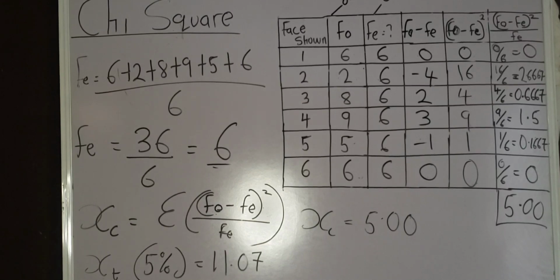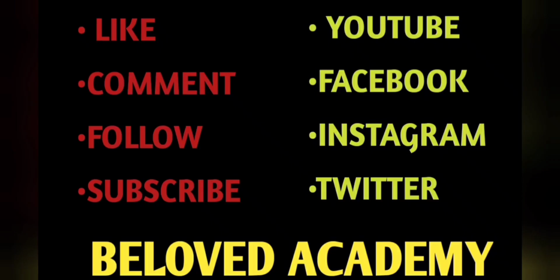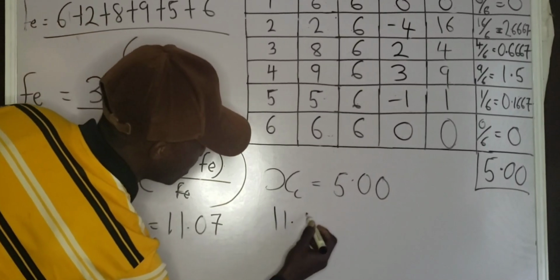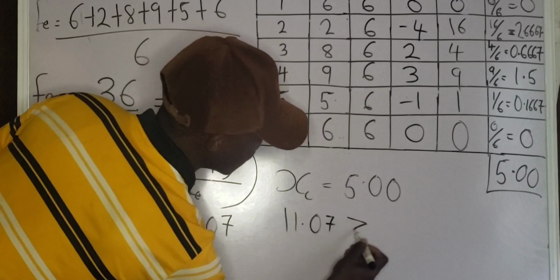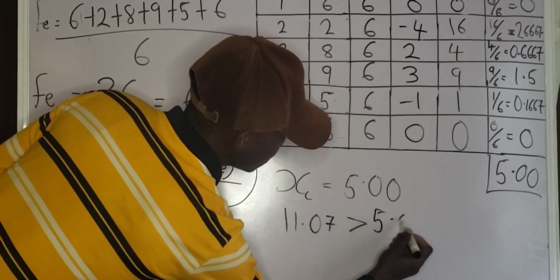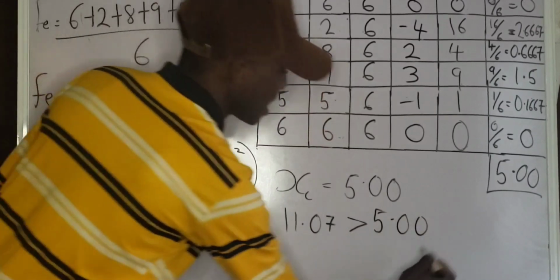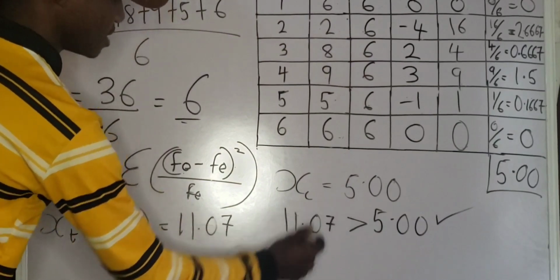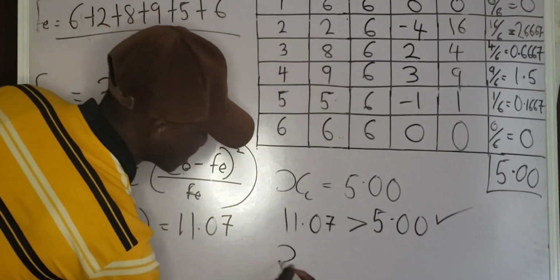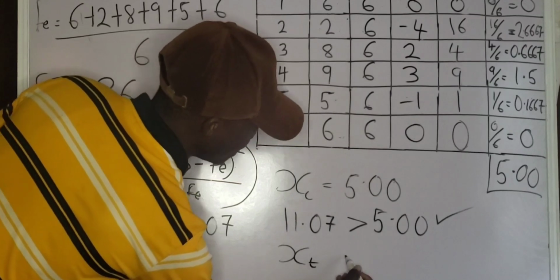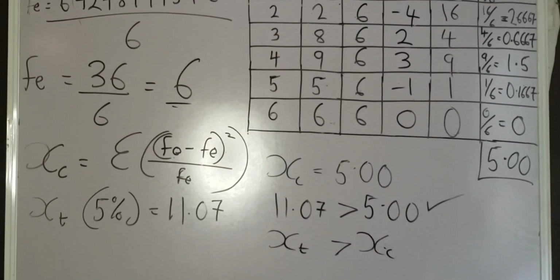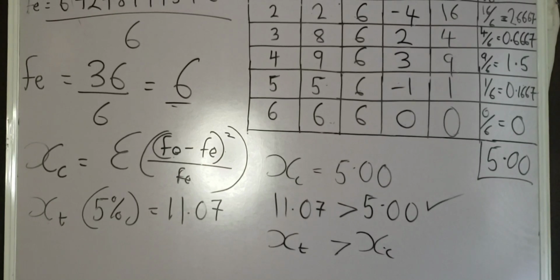Do you understand? Okay, I want to note something. So 11.07 is greater than 5.00. So we are going to accept this hypothesis. Look at this, because that means that the tabulated chi-square is greater than the calculated chi-square. You understand? So that is the final conclusion of the test.